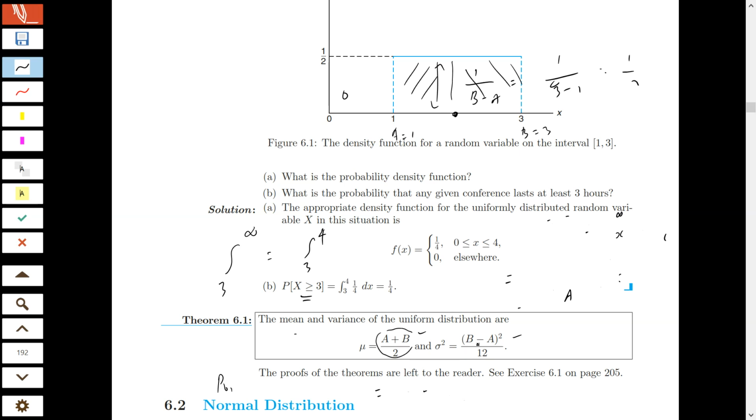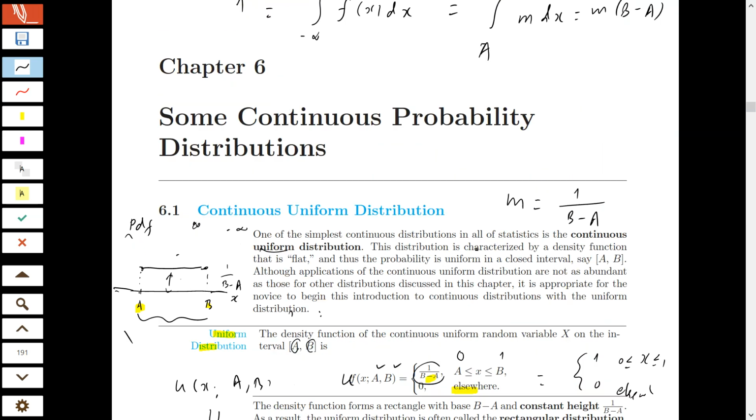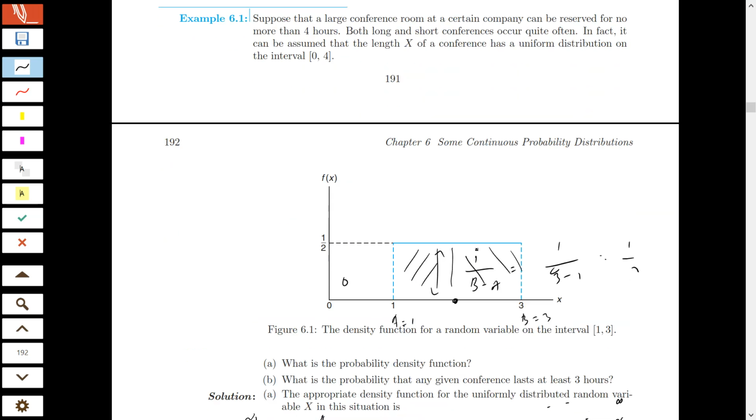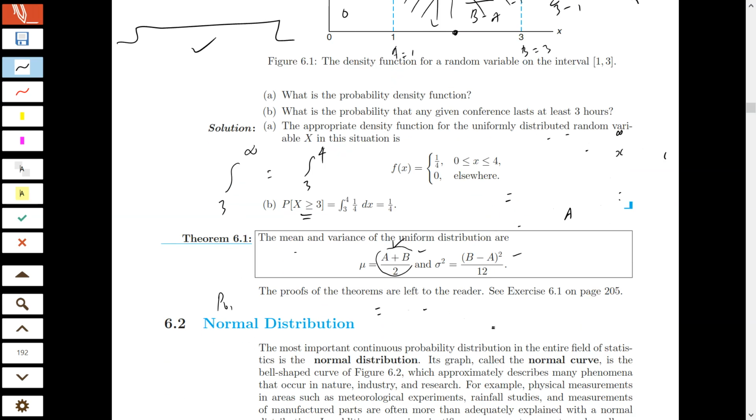And the variance was easy to interpret. The variance has a b minus a in it. So you can easily make sense of it if I compare two distributions. Let's say one is this and one is this. Which one should have a larger variance? This one, right? Because there is more variation. The possible values spread out over a larger interval. So you would expect the variance to be large, right?